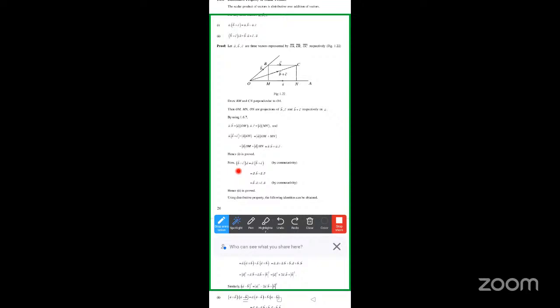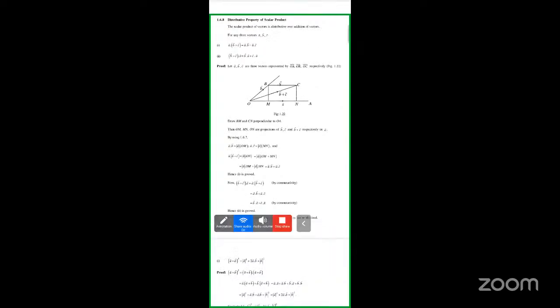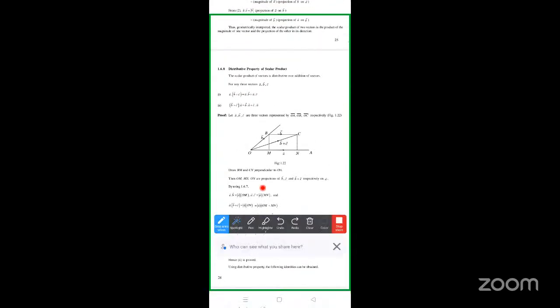So here (B plus C) dot A bar is equal to A dot (B plus C), by commutativity. So these are the distributive laws: A dot (B plus C) is equal to A dot B plus A dot C, and second, (B plus C) dot A bar is equal to B dot A plus C dot A. So these are the distributive laws in vectors.